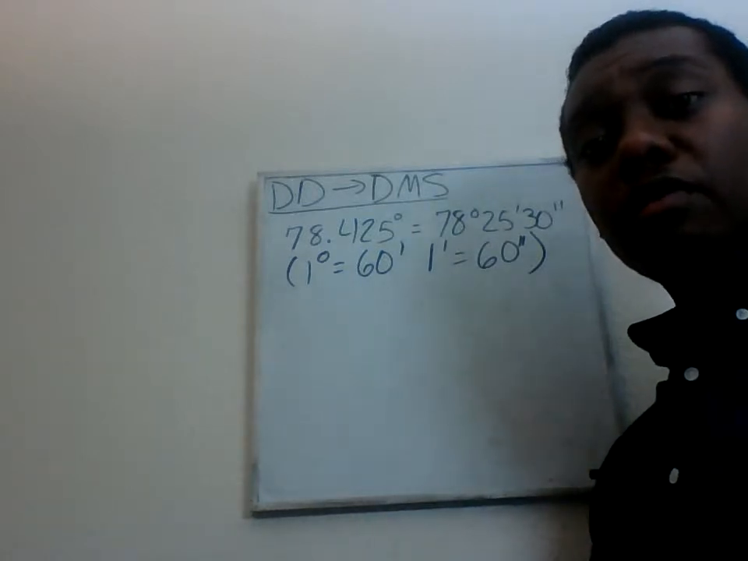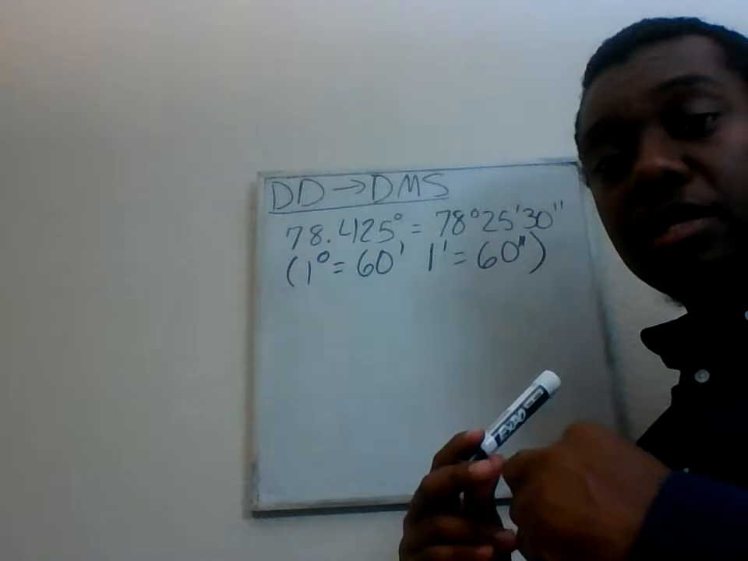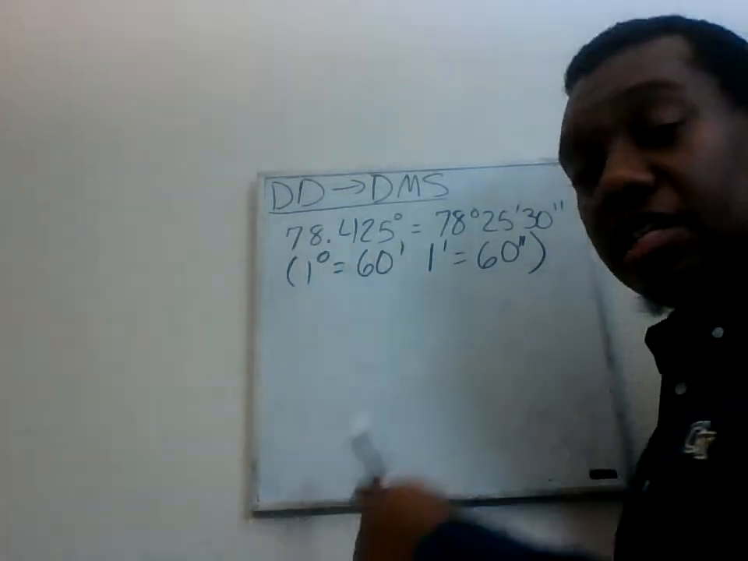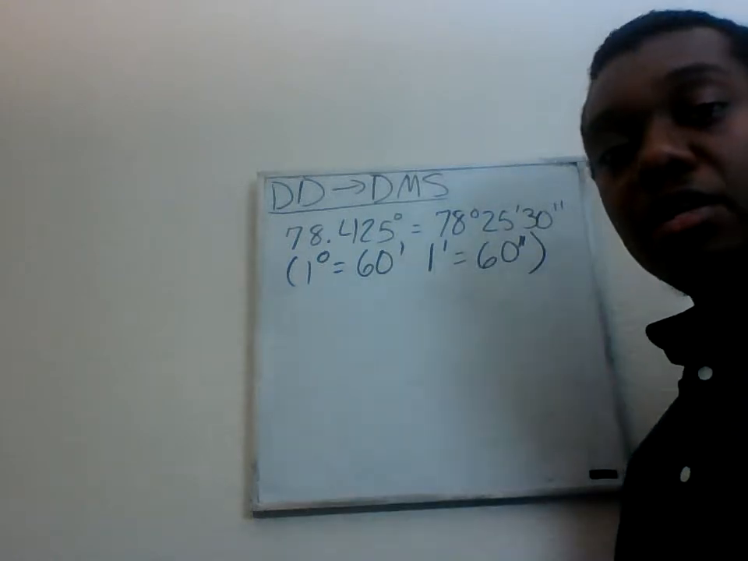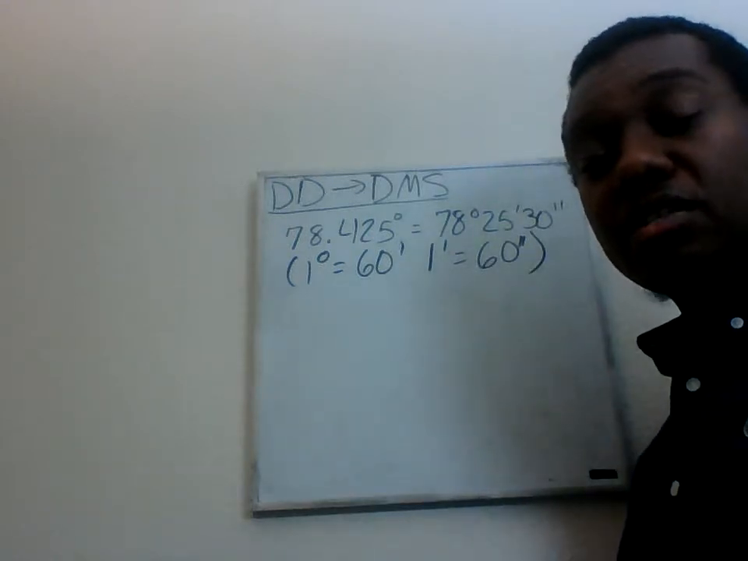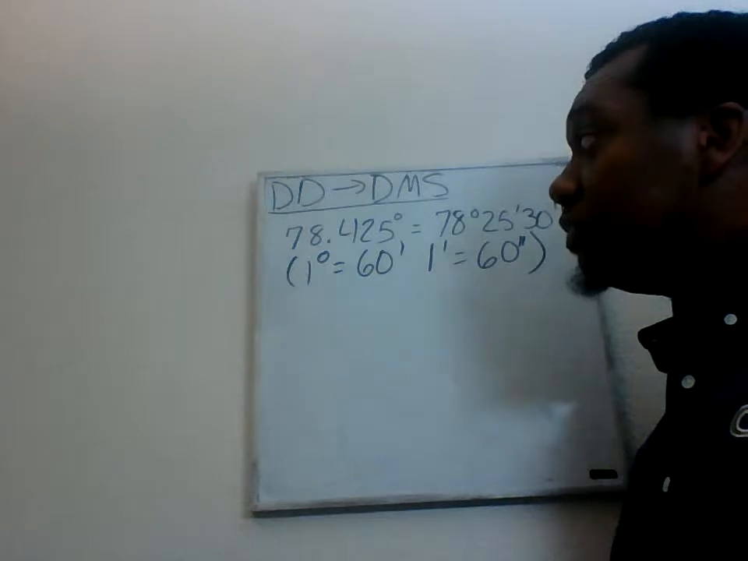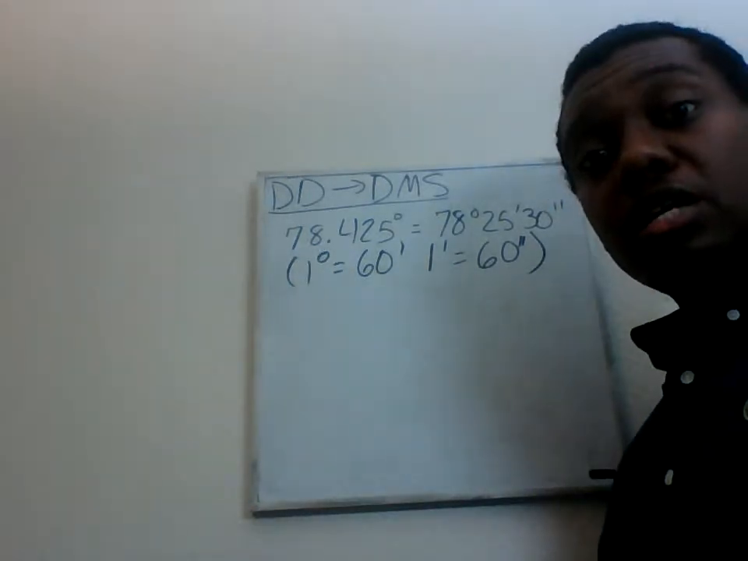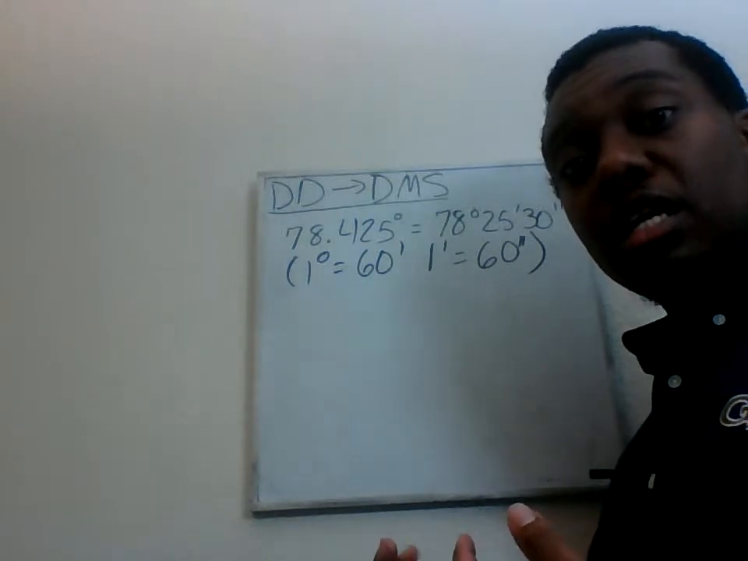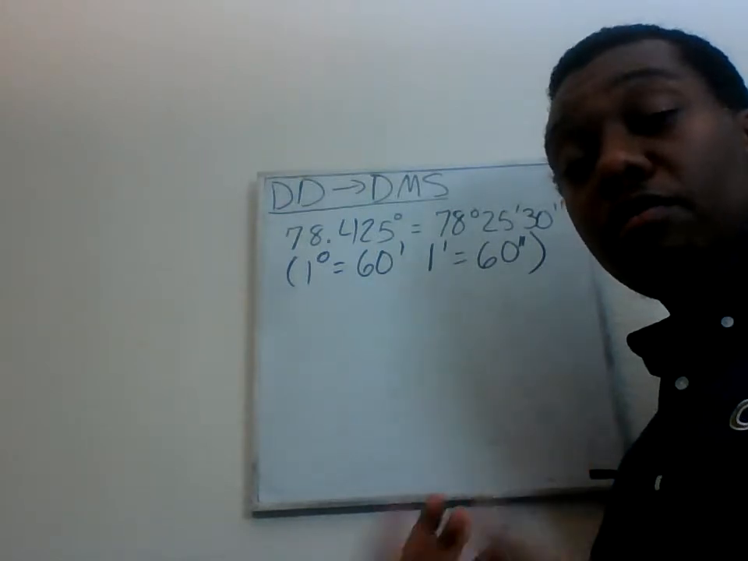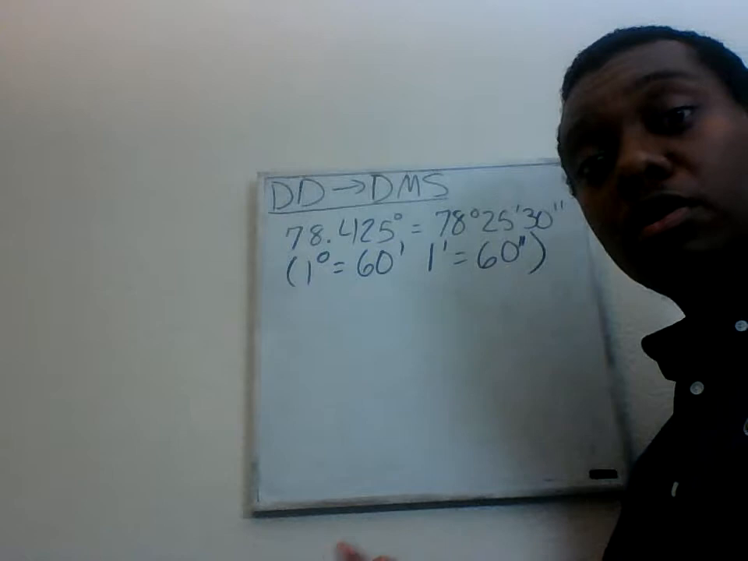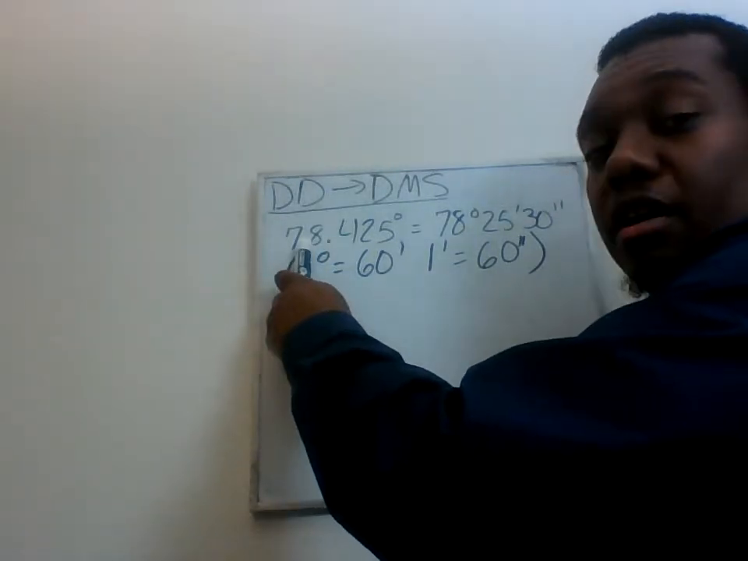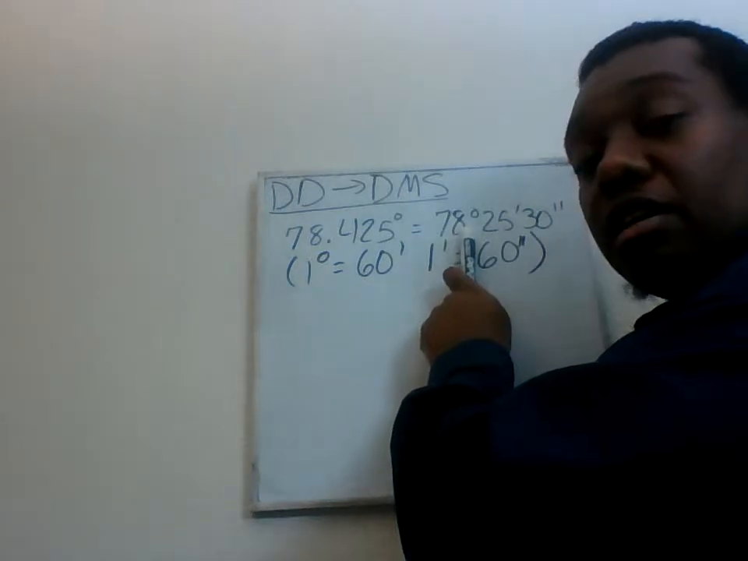Now we're going to start with going from decimal degrees to degrees, minutes, seconds. So we have 78.425 degrees. Let's see how we got 78 degrees, 25 minutes, and 30 seconds over here. Well, first and foremost, notice how this whole number is the same as the degrees here. Because remember, minutes and seconds are going to tell us how much will be left over, or what fraction will be left over from the whole degrees.